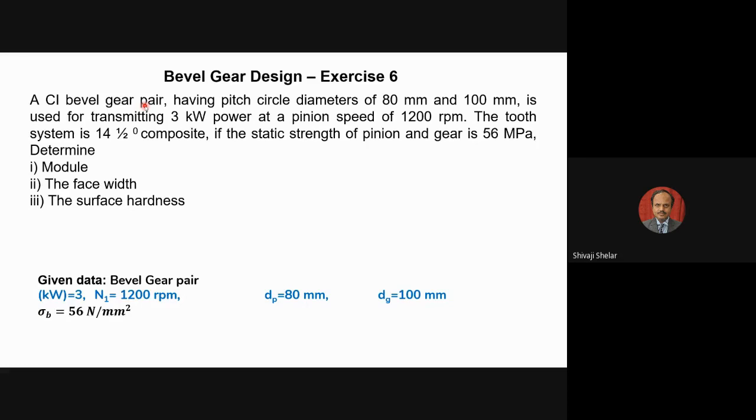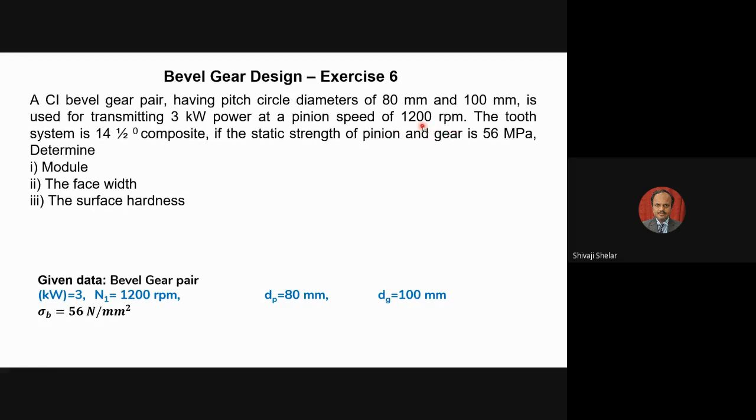So the material for the bevel gear here is cast iron bevel pair, having P circle diameter 80 mm and 100 mm. So it is already decided you should have the P circle diameter of pinion and gear around 80 mm and 100 mm. And it has to transmit 3 kilowatt power with a pinion speed of 1200 rpm.